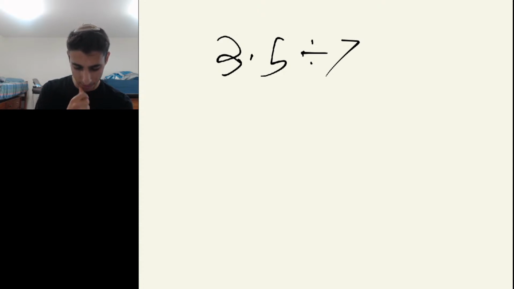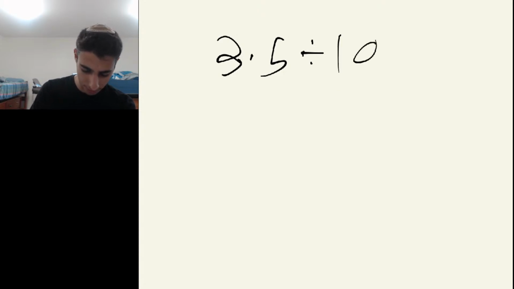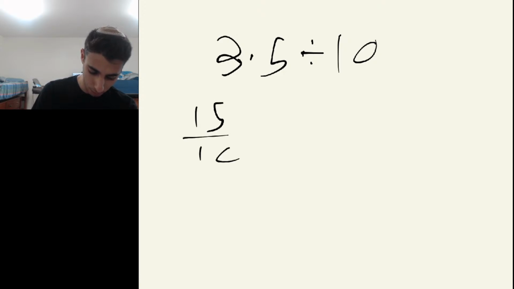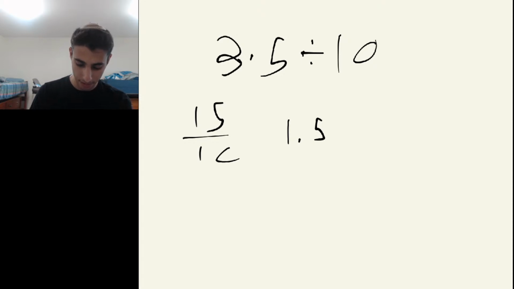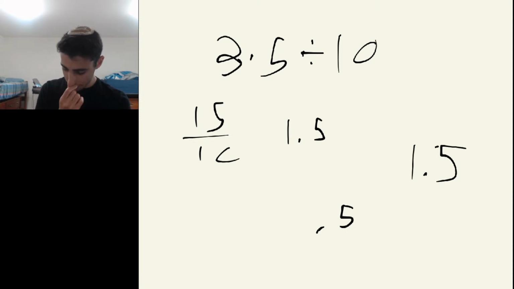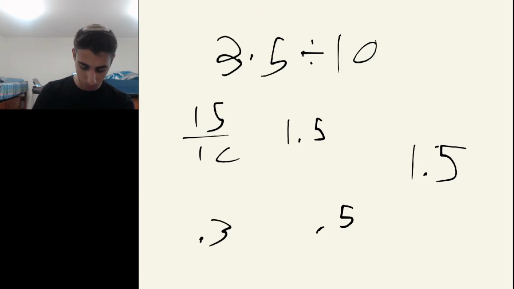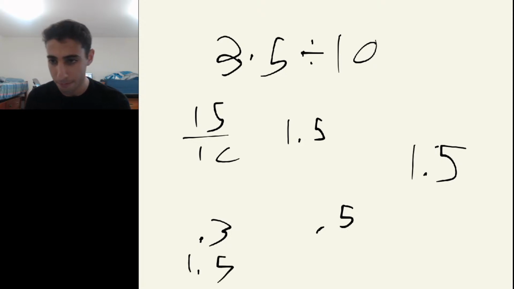You know what? No, I don't want this. Let's say divided by 10. So 3 times 5 is 15. 15 over 10 is 1.5. Okay, let's try something else. 5 divided by 10 is 0.5. 0.5 times 3 is 1.5. So far it works. What about 3 divided by 10? 3 divided by 10 is 0.3. 0.3 times 5 is 1.5. Yep, so far everything works. So you can do it literally whatever order you want.